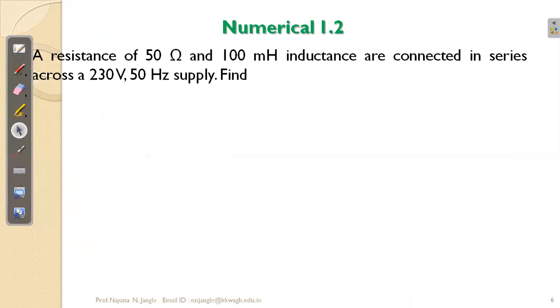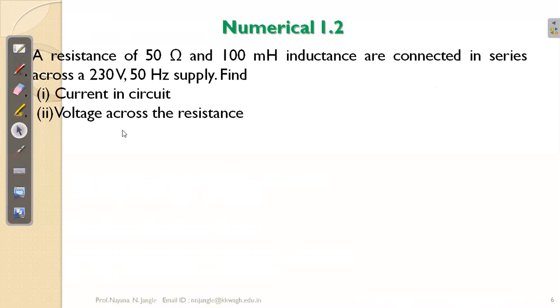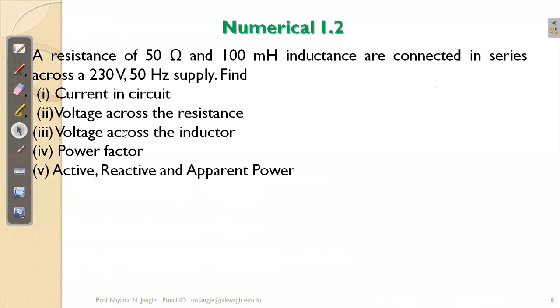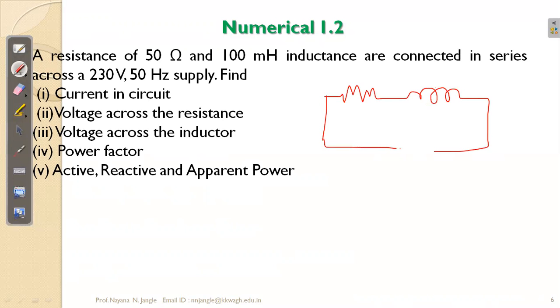The second numerical is given by a resistance of 50 ohm and a 100 millihenry inductance connected in series across 230 volts 50 hertz supply. So find here the current in the circuit, voltage across the circuit, voltage across the resistance, voltage across the inductance, power factor, active and reactive power. Similarly here we can draw the circuit. This is the resistance, inductance, and it is connected across 230 volts 50 hertz AC supply.